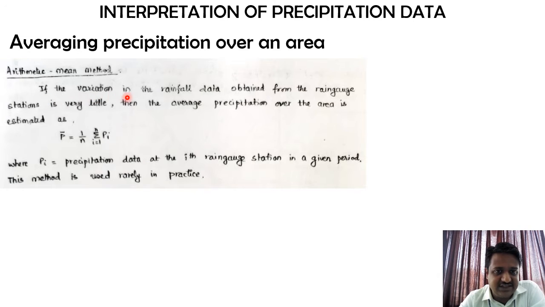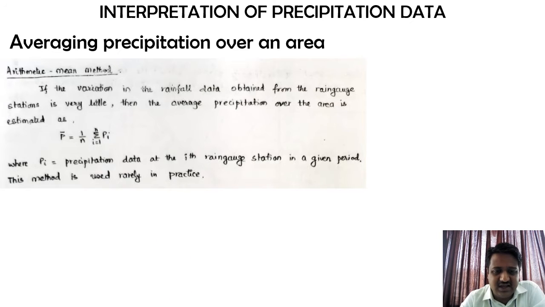If the variation in the rainfall data obtained from the rain gauge stations is very little, then the average precipitation over the area is estimated as P bar equals 1 by n, summation of i varying from 1 to n of Pi, where Pi is the precipitation data at the ith rain gauge station in the given period. This method is used rarely in practice. The reason is that it is very crude. The accuracy of this particular method is very low, so that's why the arithmetic mean method is rarely used.